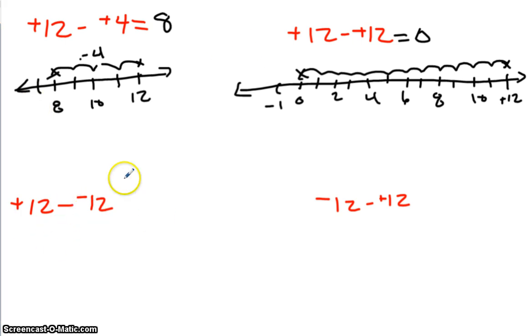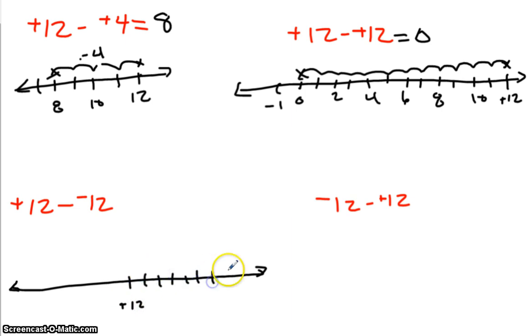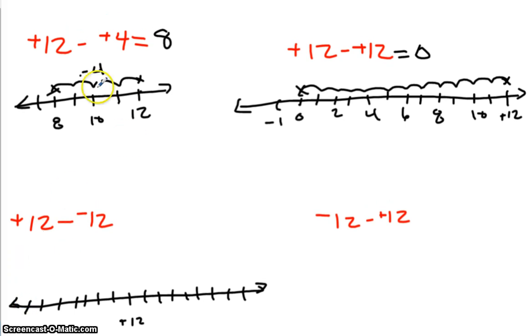All right, so next one we have here. We have a positive 12 minus a negative 12. All right, so this one's going to be a little tricky here. Okay, so I'm going to put a positive 12 here. And then I'm going to put some number lines here. And what I want you to do is I want you to think about how we got to our earlier answers through subtraction. What happened? Well, up here, I subtracted a positive number, which meant I moved to the left on the number line 4 places.